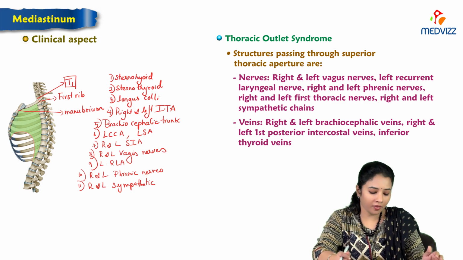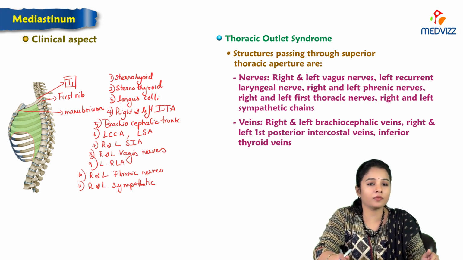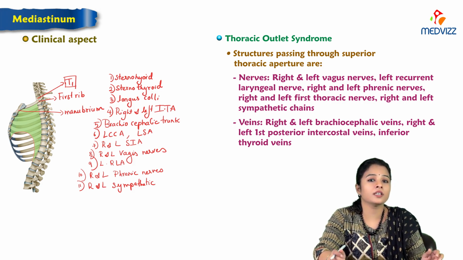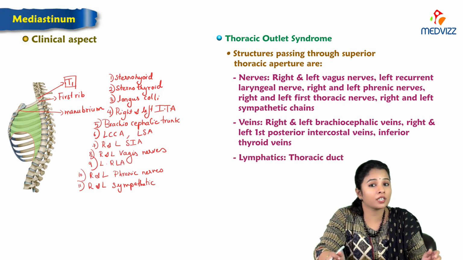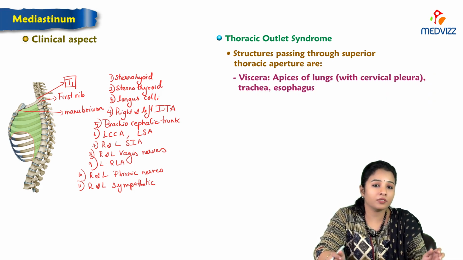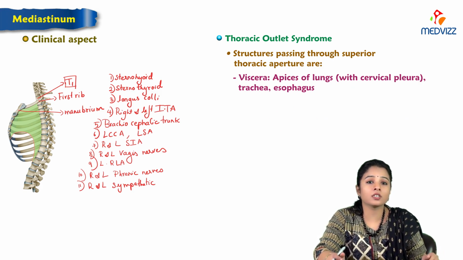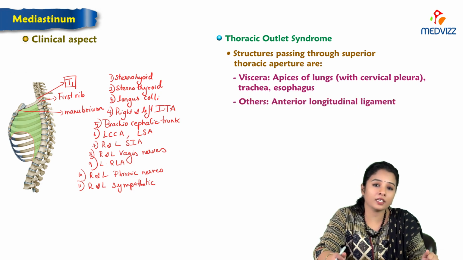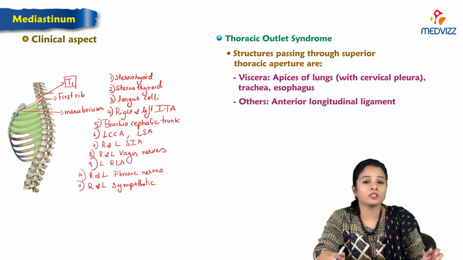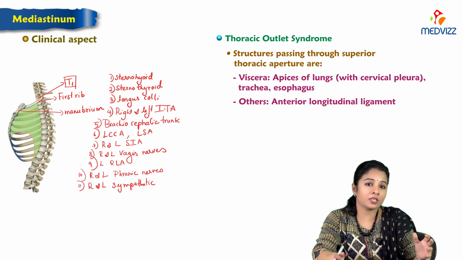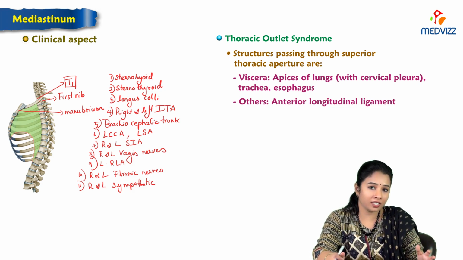And veins, we have right and left brachiocephalic veins, right and left first posterior intercostal veins, inferior thyroid veins, and we also have lymphatics like thoracic duct and viscera like apices of the lungs, cervical pleura, trachea, esophagus, and also the anterior longitudinal ligament. So all these structures are present in the thoracic inlet.